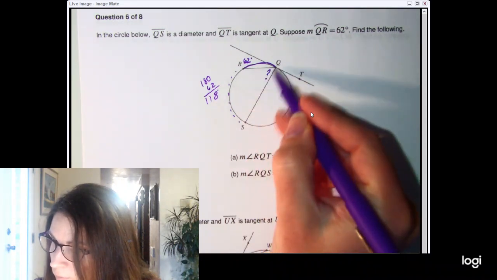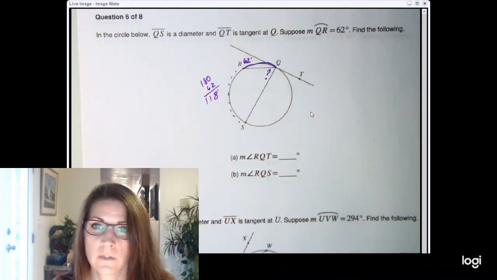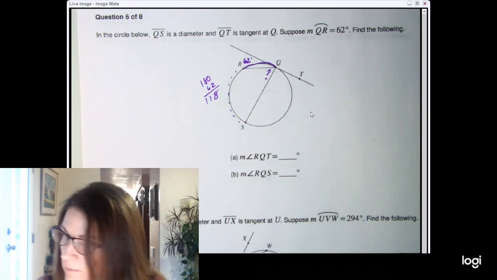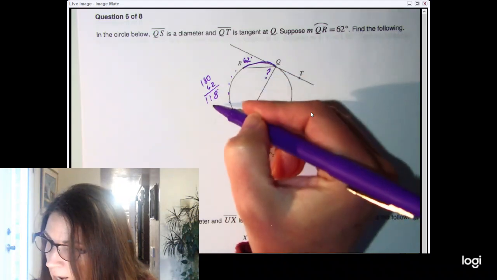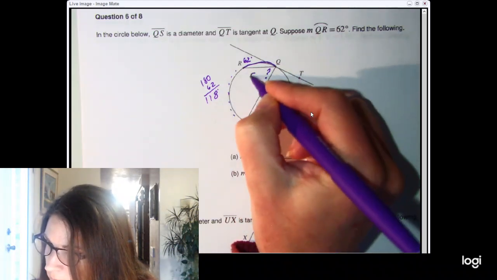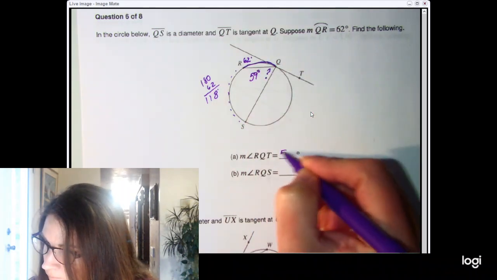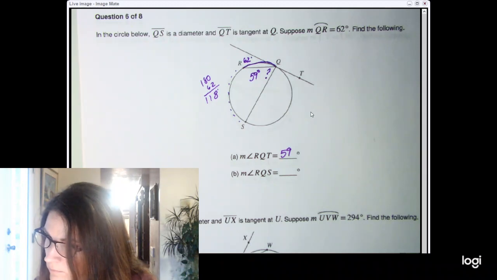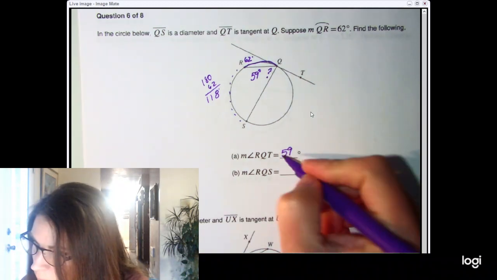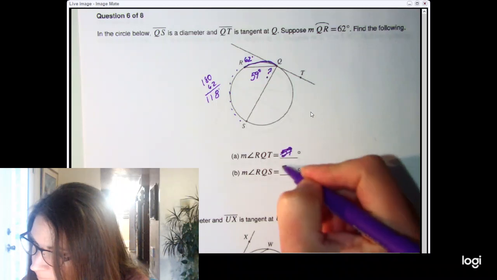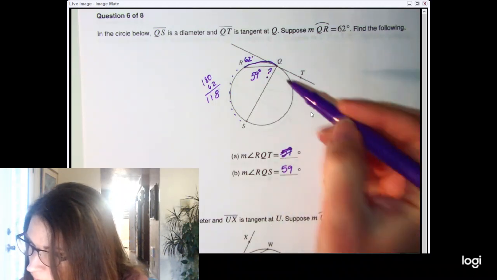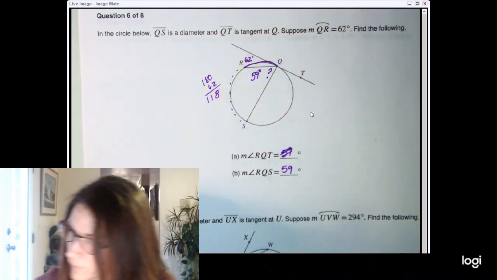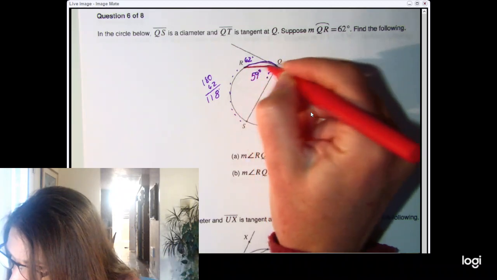Do I have an inscribed angle? Yes, I do. All right, so inscribed angle and its arc, how are they related? This measure is half. Half of 118 is 59 degrees. Now I need to find RQS. Whoops, that's the one I just found, isn't it? RQT would be this one. Let me highlight that in a different color. RQT.